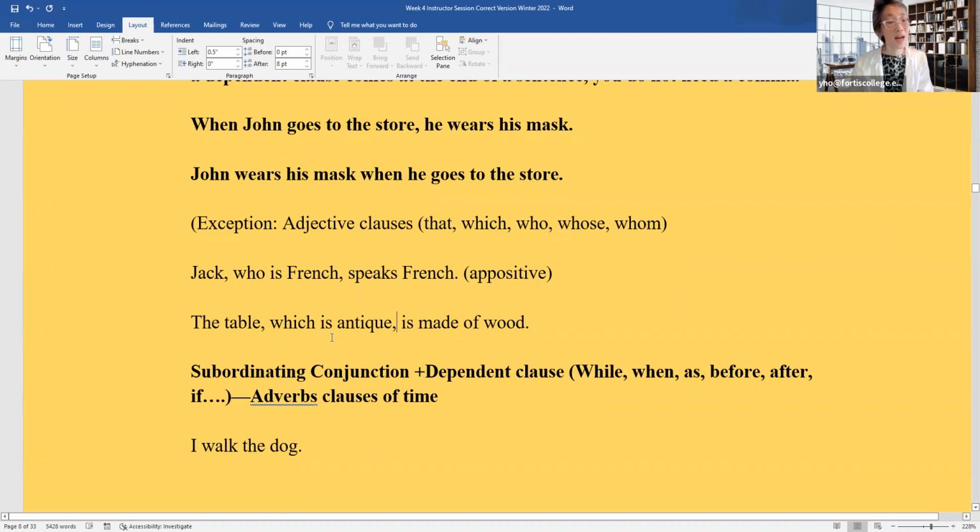We're going to go over this in a lot more detail with the quiz, but I just want to throw it out there so you know that if it's just a dependent clause at the beginning, then you just use one comma. When the dependent clause is at the end of the sentence, you don't use a comma. When you're using words like that, which, who, whose, and whom to describe something, then you have to use two commas if the description, or the adjective clause, comes in the middle of a sentence.